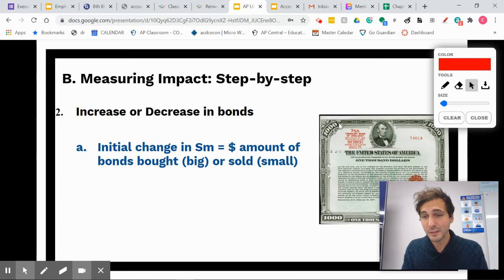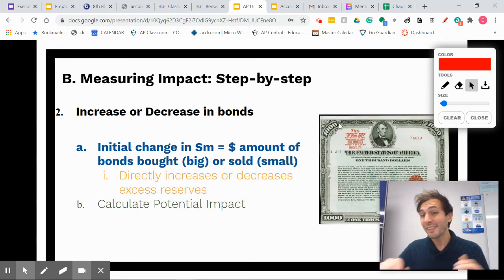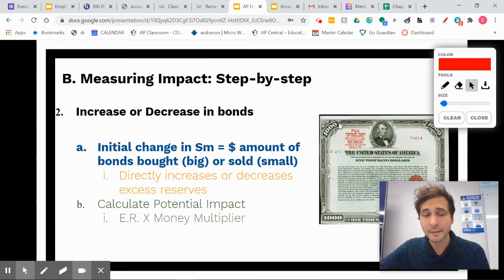So when they inject it into the banks by buying bonds from them and giving them excess reserves, those banks have an immediate increase in the supply of money, which is whatever the size of the bond is. So if the Federal Reserve buys $5,000 of bonds, the initial increase in supply of money will be $5,000. So it directly increases or decreases the excess reserves. Then you simply calculate the potential impact.